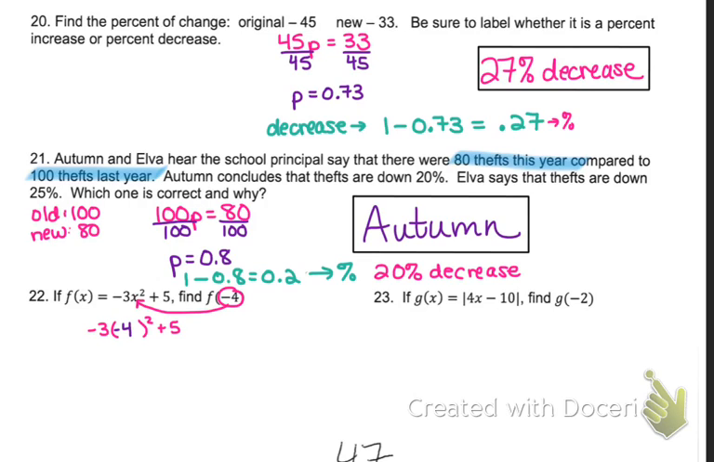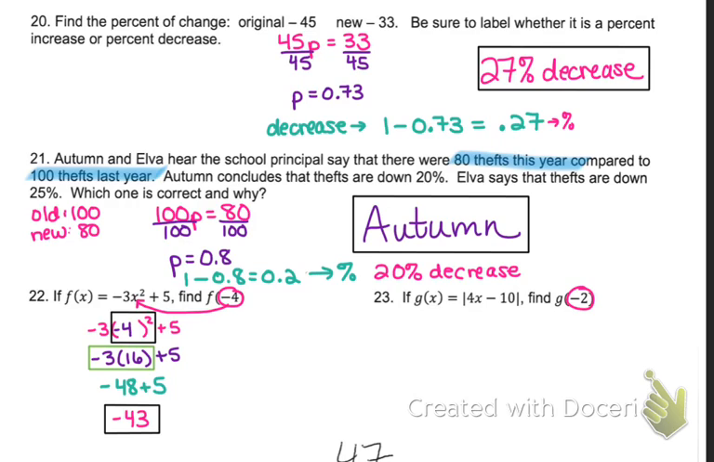Next, we just follow order of operations. We need to take care of the exponent first, so we need to do -4 to the second power, which is positive 16. The next thing we need to do is multiply before we add. -3 times 16 is -48. Final step, add 5.